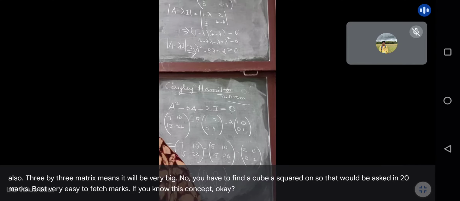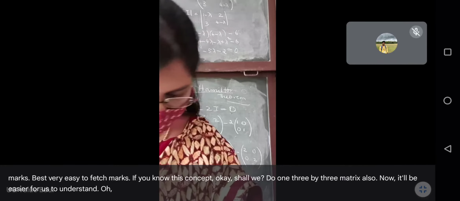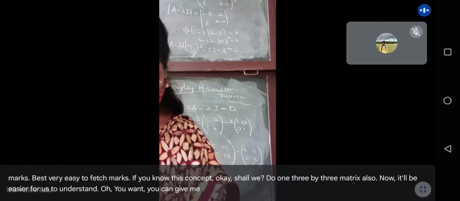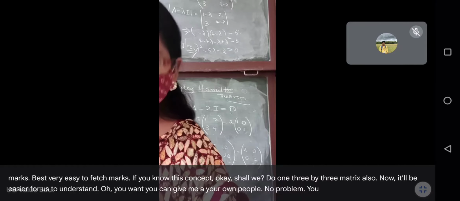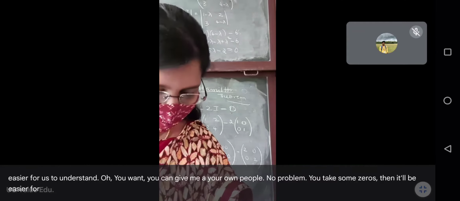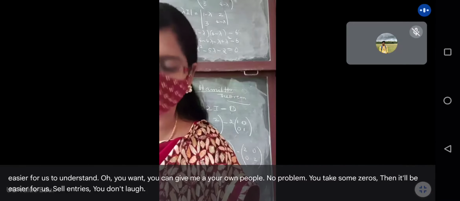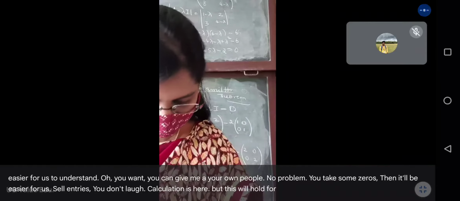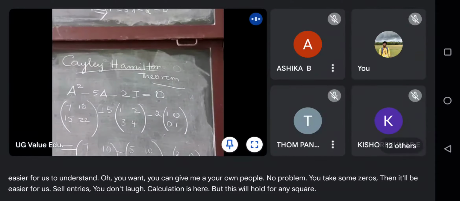Shall we do one 3 by 3 matrix also now? It will be easier for us to understand. If you want, you can give me your own 3 by 3 matrix, no problem. We'll take some zeros, then it will be easier for us to simplify. Let's take some entries as 0 so the calculation is easy. But this will hold for any square matrix. Okay, let me do that.